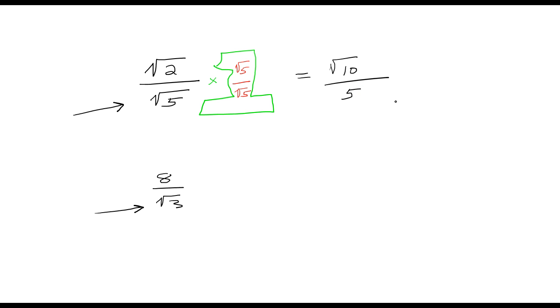Now my answer is as simple as it can be right here. Don't cancel a number that's not under a radical with a number that is under a radical, no matter how tempting it is. Okay, let's look at this second problem. I have a radical 3 in the denominator, so I'm going to multiply both the top and bottom by radical 3 over radical 3 because that's really just a big fat 1. So when I do that, my answer turns out to be 8 radical 3 over 3.